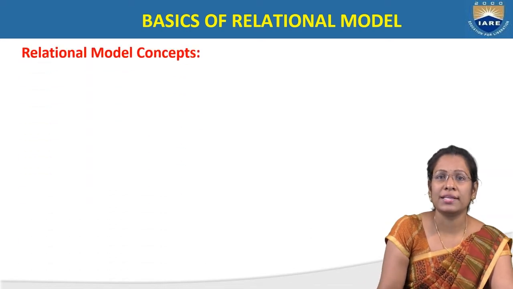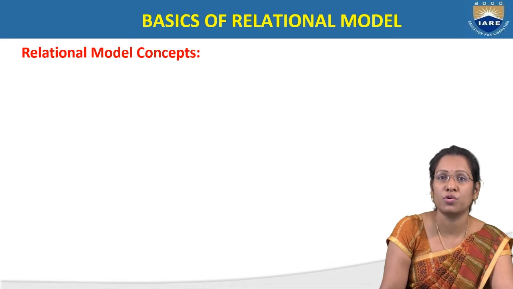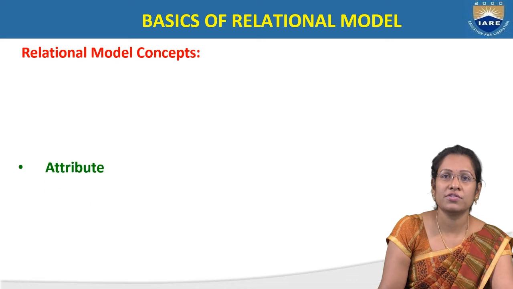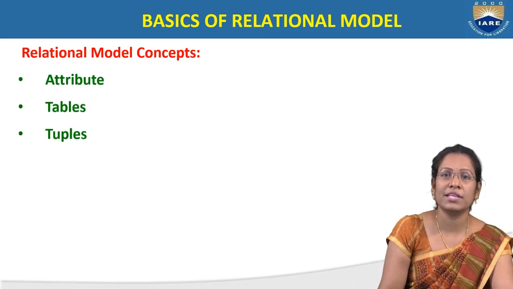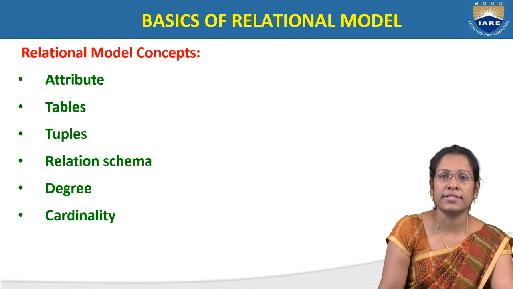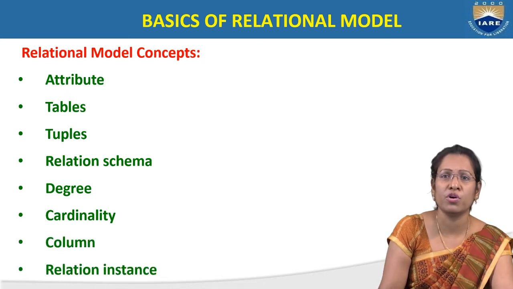Now let us see the basic components and concepts we should know before designing the relational model from the ER model. The first one is attribute, second is tables, third is tuples, fourth is relation schema, fifth is degree, sixth is cardinality, then column, and one more, relation instance. Now we will see these concepts with examples and how they are represented in the relational model.